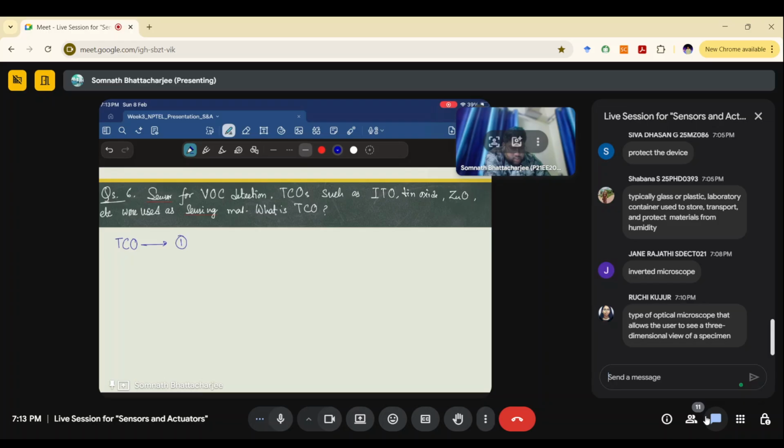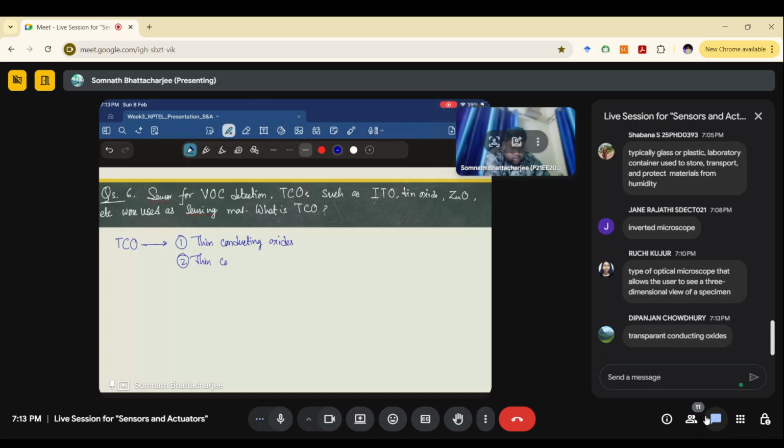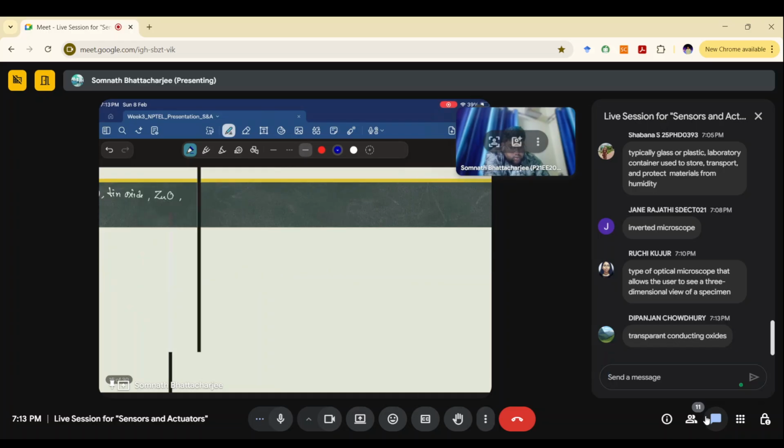Let me give you the options then. Thin conducting oxides, thin coating oxides, or transparent conducting oxides. And the answer is transparent conducting oxides. So let's move on to the next one. Question number seven.